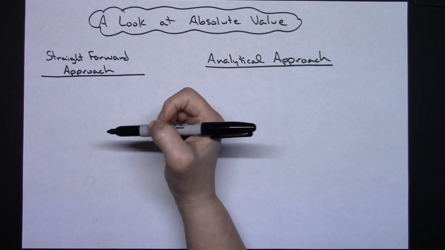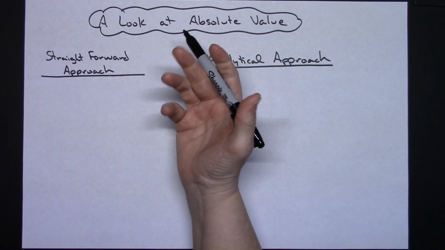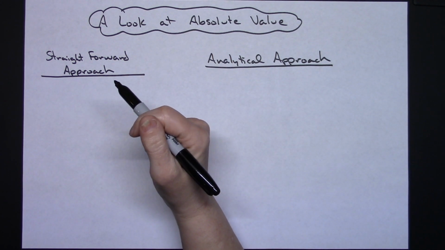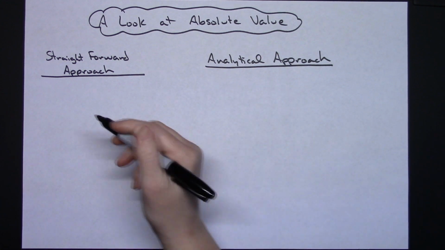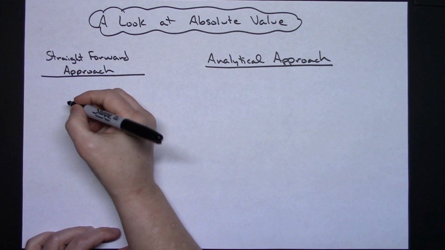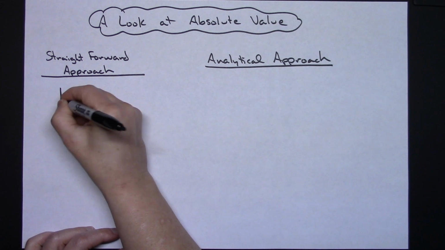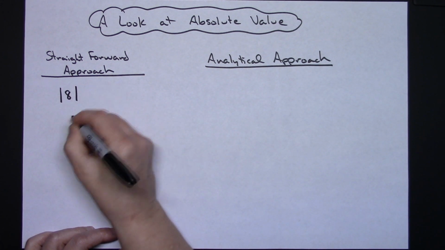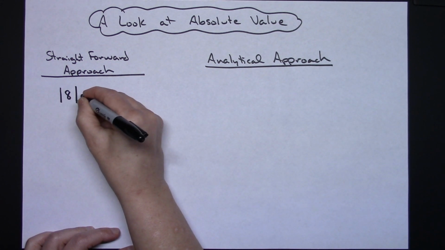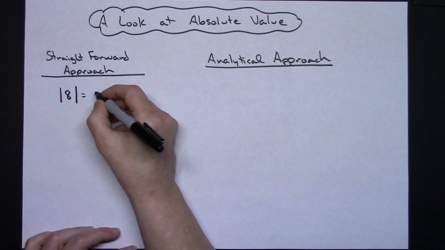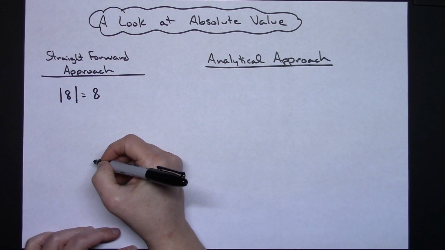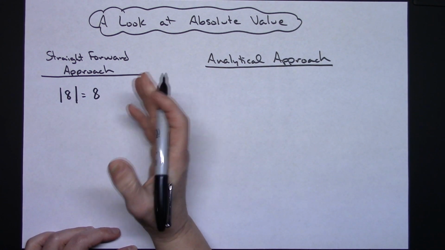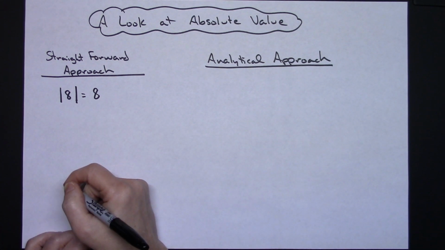Looking at this from a straightforward approach, when you take the absolute value, basically you've got two options. You can take the absolute value of a positive number, or you can take the absolute value of a negative number. A real simple example: the absolute value of 8. That's the absolute value of a positive number, and that's going to result in a positive 8. Pretty straightforward, it's just a plain single number in there. We don't have to put a lot of thought into it.